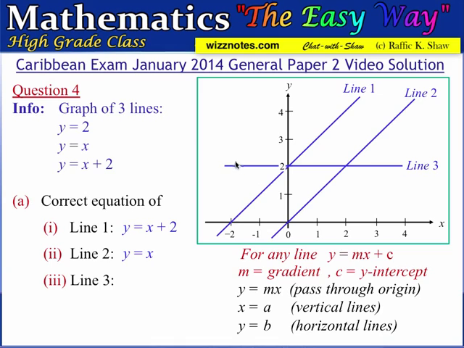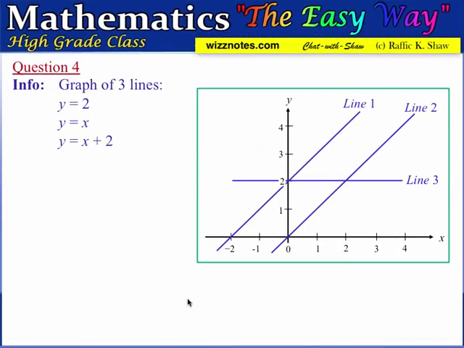And then, as I said before, horizontal lines are of the form y equals a constant, and this horizontal line crossing the y-axis at 2 is line 3. And so line 3 is the line y equals 2. And so that's the answer for that part of the question. Let's move down now to part B.